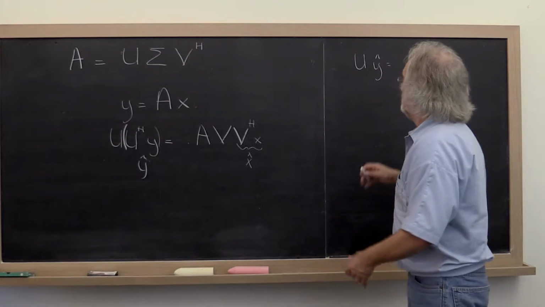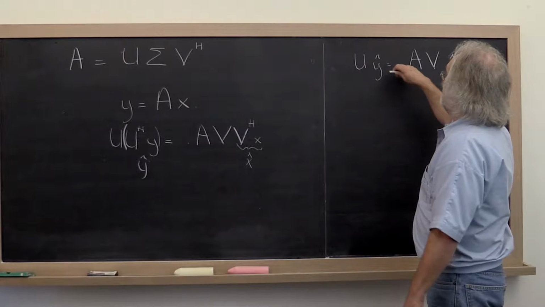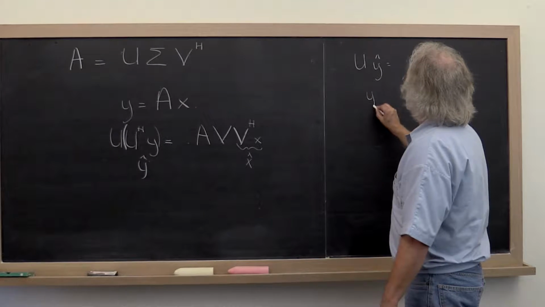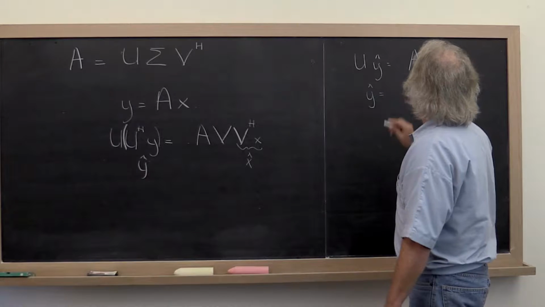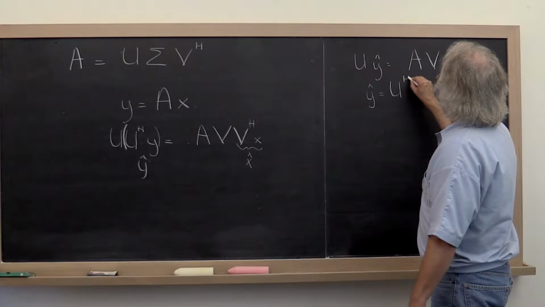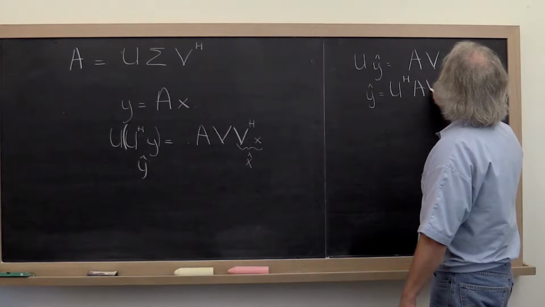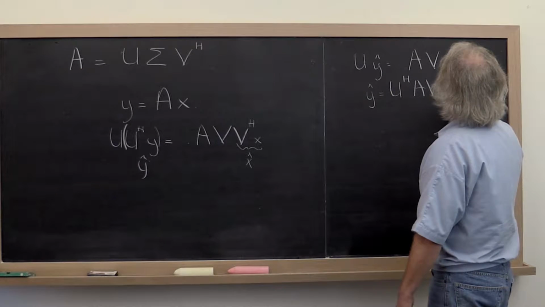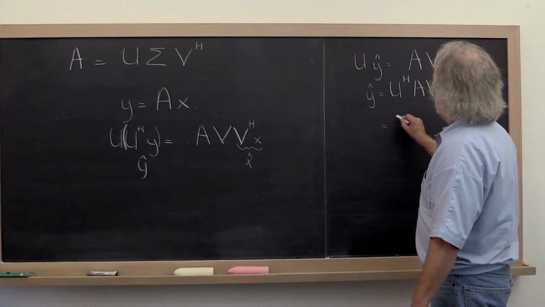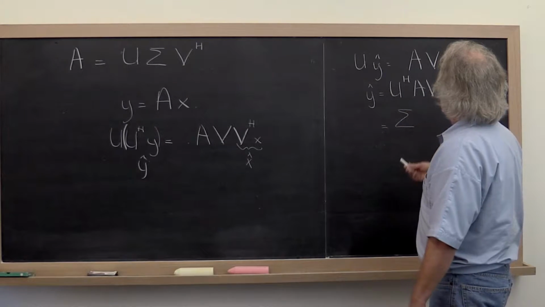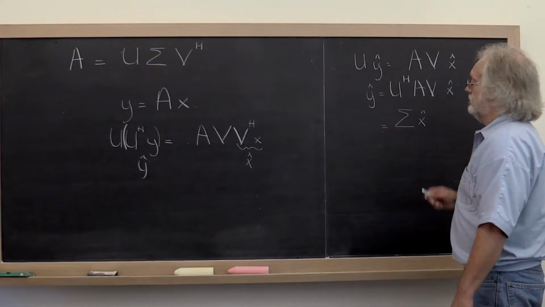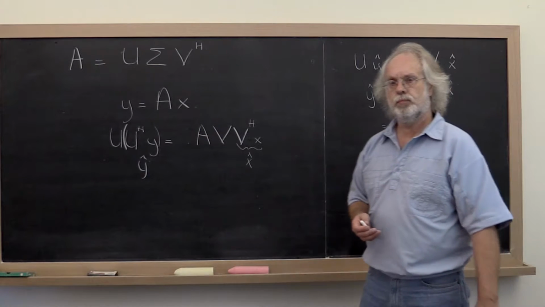We can then multiply both sides by U Hermitian transpose, and what we get is that y hat is just equal to U Hermitian A V x hat. But we recognize this as just the diagonal matrix sigma times x hat. So what does that mean?